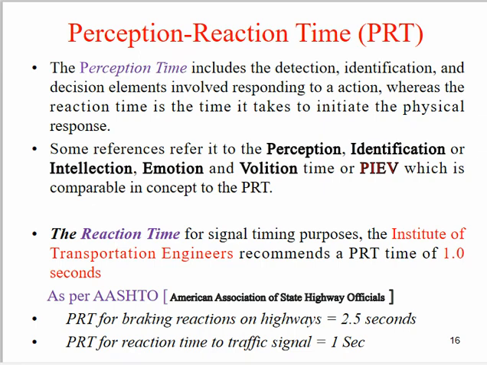Some references refer to it as perception, intellection, emotion and valuation time, generally known as the PIEV theory, which is comparable in concept to the PRT, that is the perception reaction time. For signal timing purposes, the Institute of Transportation Engineers recommends a PRT of 1 second. That means for a signal, the perception reaction time for a road user should be 1 second. As per the American Association of State Highway Officials, the perception reaction time for braking reactions on highways is 2.5 seconds, whereas for the traffic signal it is 1 second.